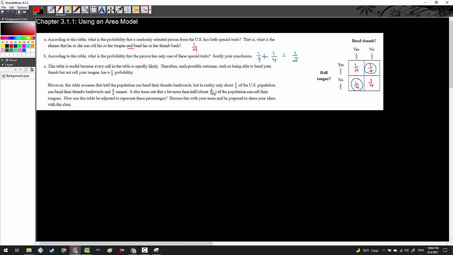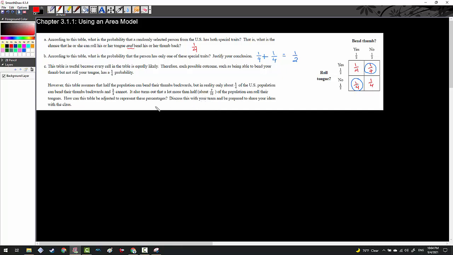In part C, it says, this table is very useful because every cell in the table is equally likely. Therefore, each possible outcome, such as being able to bend your thumb but not roll your tongue, has a 1/4 probability. However, this table assumes that half the population can bend their thumb, but in reality, only about 1/4 of the U.S. population can bend their thumb and 3/4 cannot. It also turns out that more than half, 7/10, can roll their tongue. How can this table be adjusted to represent those percentages?